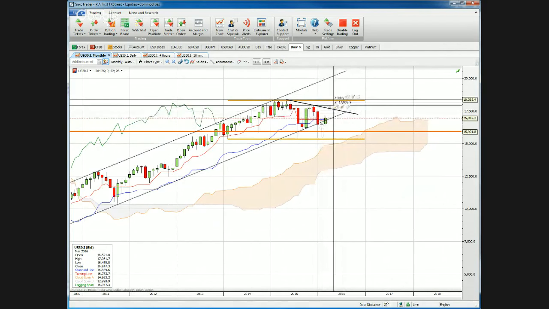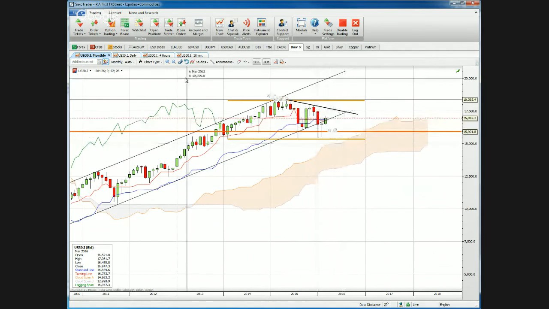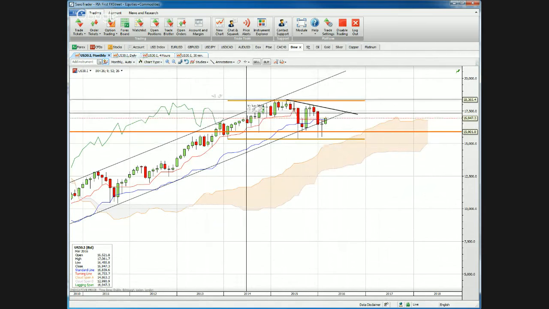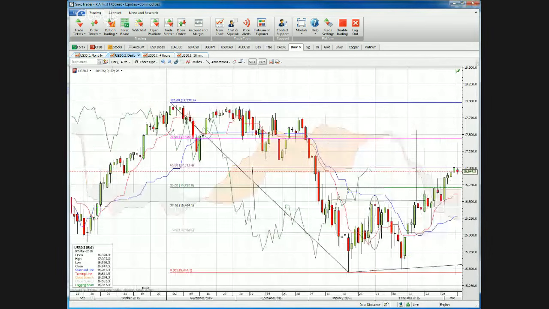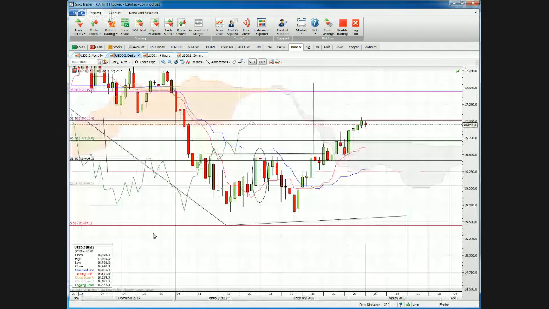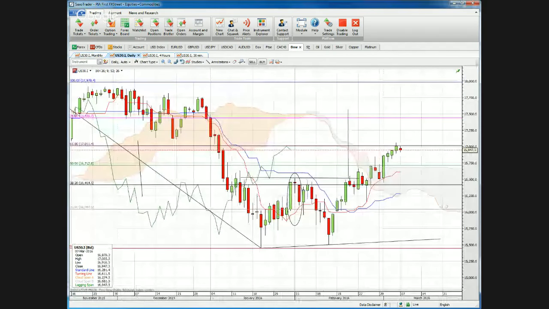17,734. It'll have to break above these levels for us to even consider that the market's set for another move higher. So this is under pressure again as well. It's not as straightforward as the European equity indices. The US dollar seems to be benefiting from this current mayhem in the Eurozone.